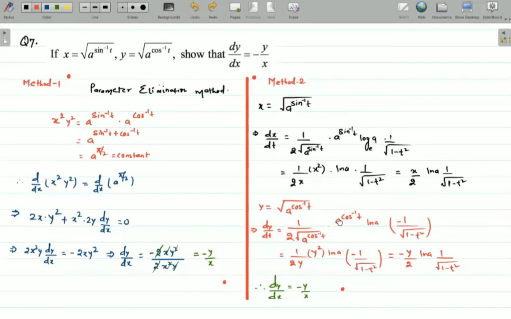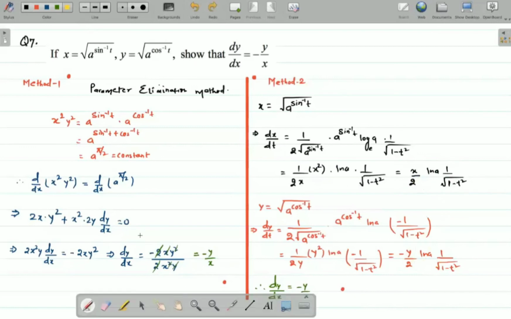This is nothing but your y square. This is nothing but y. Again, we'll cancel out one factor of y, so we'll get this. So now we'll take the ratio of this by this. You can see that when you take the ratio, this log a will get cancelled. This root will get cancelled. This 2 will get cancelled. We are left with minus of y, and x will get here minus y. Right? This will be the result.